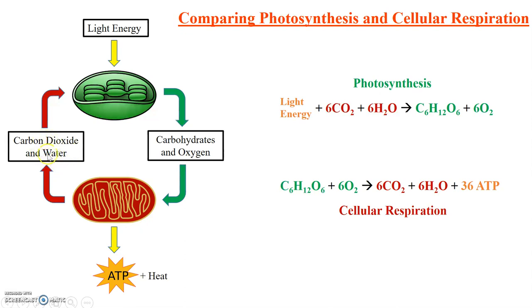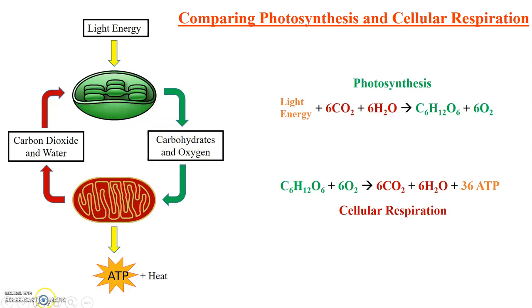Well, then this carbon dioxide and water is absorbed by chloroplasts and used again. The light energy breaks apart the water, and the energy that comes from that is used to produce carbohydrates and release oxygen, and that cycle just starts all over again.